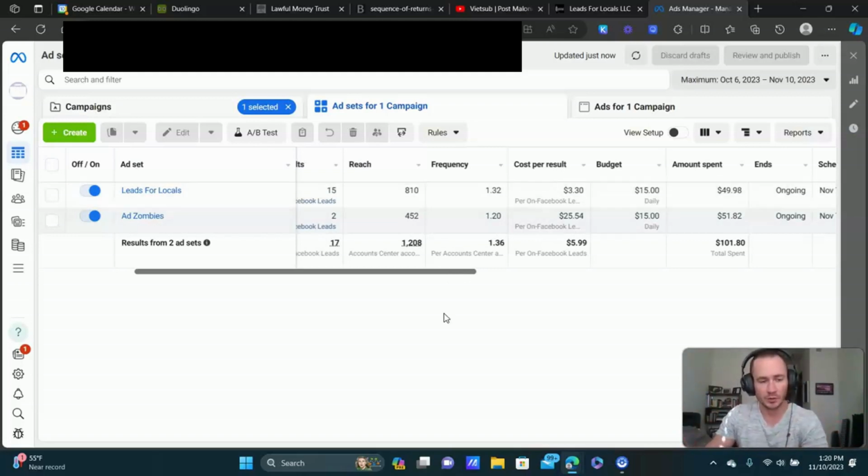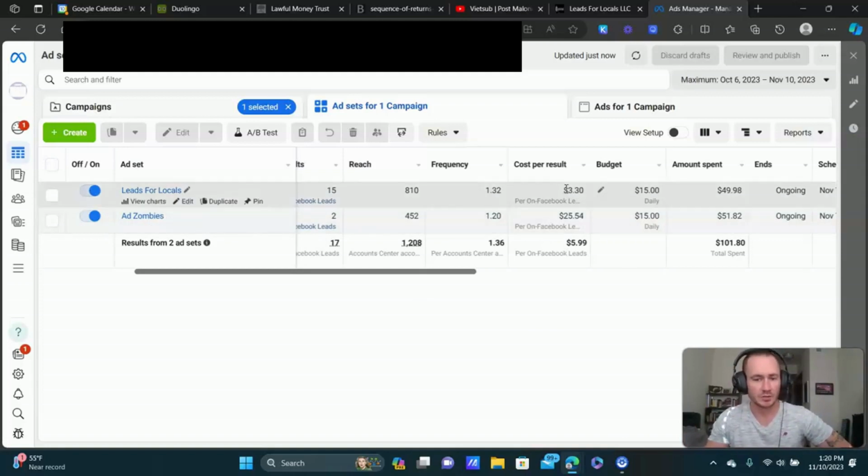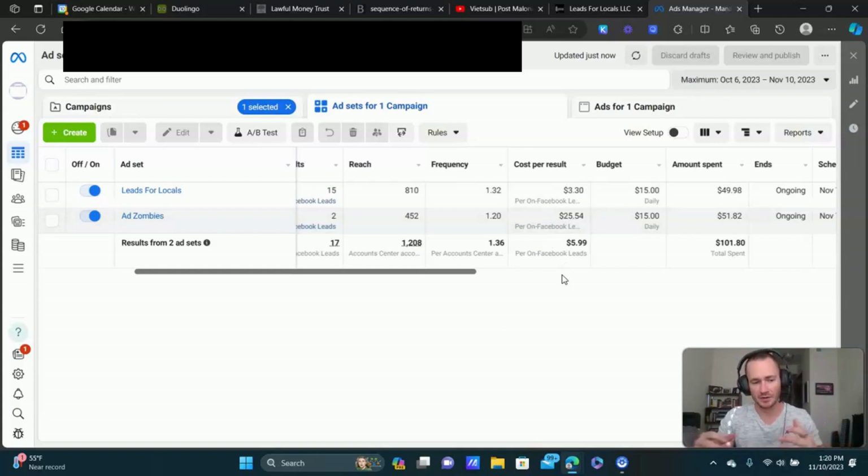But if we're looking at the metrics right here, right off the bat, same amount of time running the ads, it's pretty much the same exact ad spend. We're doing $15 a day. You know, it's pretty good, right? It's not bad. So $3.30 per lead versus $25. Obviously, that is a very big difference.